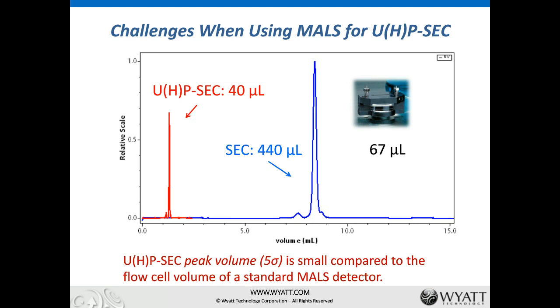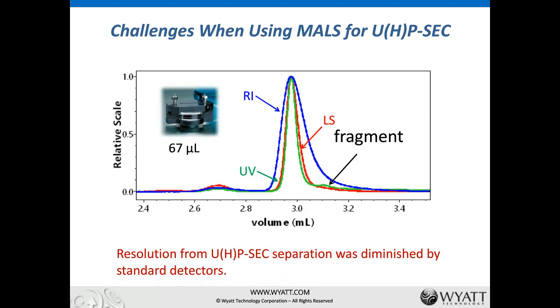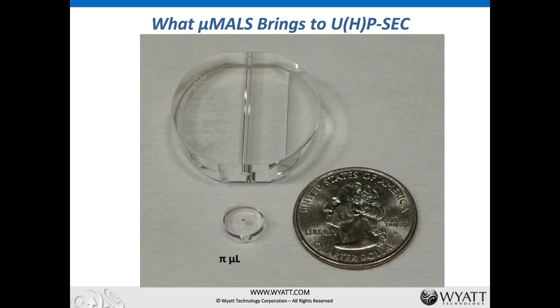As you can see clearly in this example, the resolution from the UHP-SEC separation is seriously compromised by the excessive dispersion coming from the standard detectors, to the point that the fragment peak is completely lost in the downstream DRI detector. So the obvious first step is that we must reduce the volume of the MALS detector to be compatible with the UHP-SEC peak volume. And that is what we did.